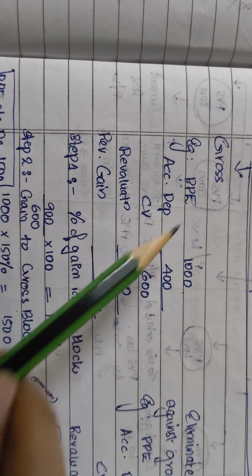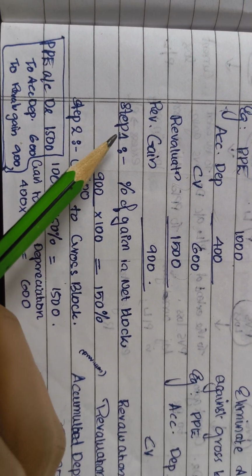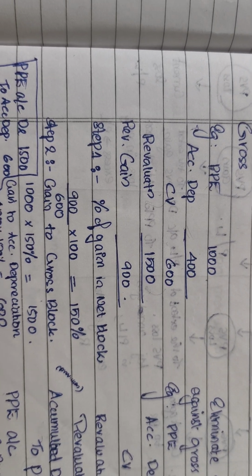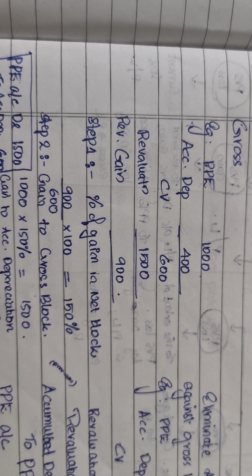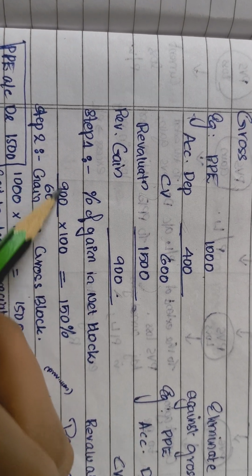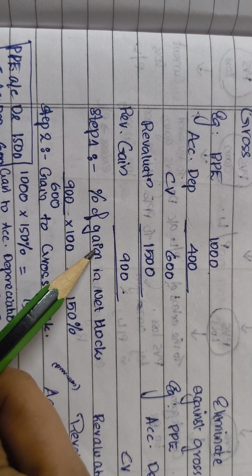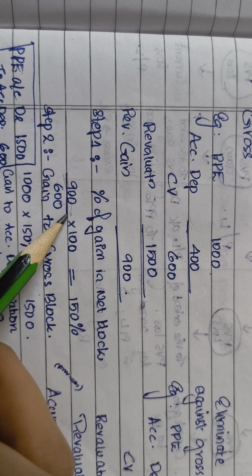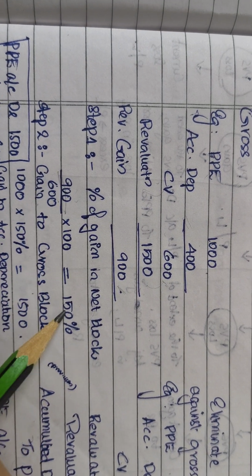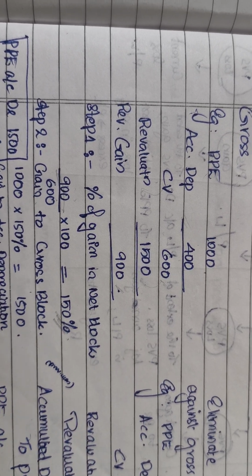In the gross method, we will not eliminate the accumulated depreciation, but here first we will find the percentage of gain in the net block. In the net block, what is the percentage gain? The revaluation gain is 900 divided by the net value of the asset, 600. So what is the percentage gain? Revaluation gain 900 divided by carrying value 600 into 100, 150 percent. There is a 150 percent gain in the net block.